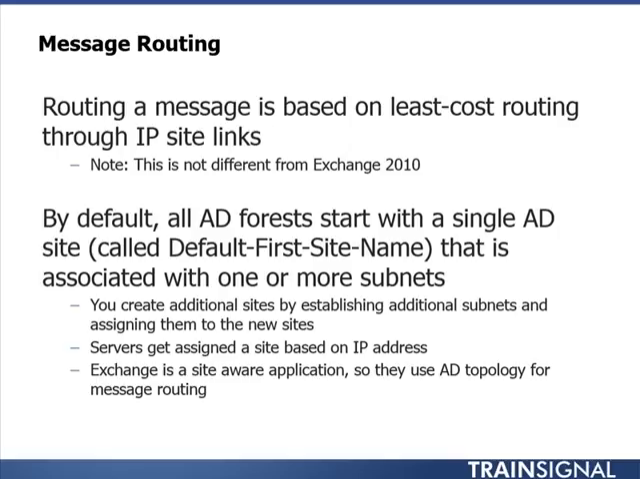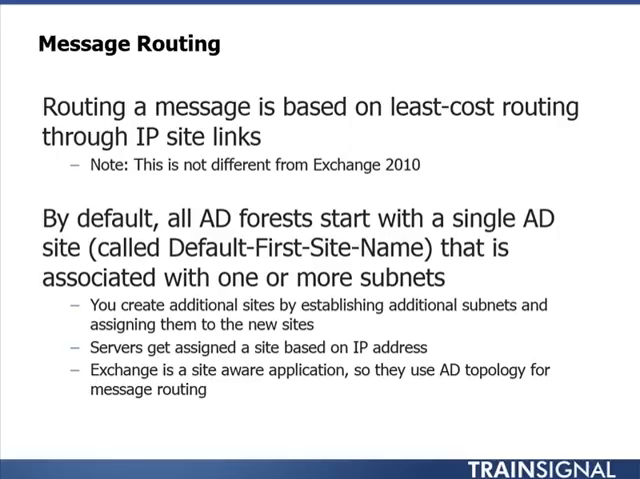You understand that there's an Active Directory forest, and that by default you have this Default-First-Site-Name, and from there you can create additional sites by establishing additional subnets and then assigning them to the new sites. Then when you establish new servers, those servers get assigned to a site based upon their IP address, so long as the IP address fits within one of the subnets that you've established for the various sites that you've created.